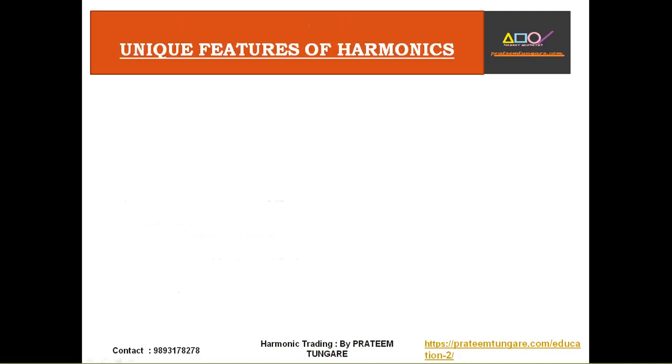Let's see the unique features of harmonic. Harmonic trading provides us clear-cut entry and exit. You may know when to enter and when to exit one month prior, 15 days prior, whenever you identify a pattern. Even for tomorrow, you know when to take the trade, at what time price will enter the PRZ and when you will take the trade. You will see this clarity in coming lectures when we draw the patterns practically.